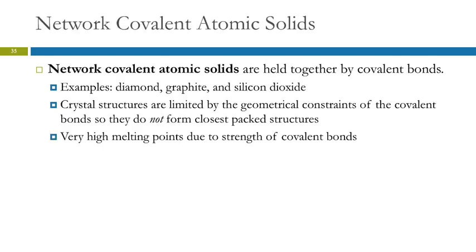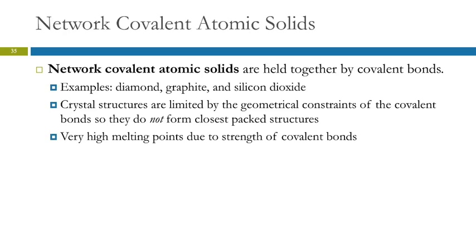And then there are network covalent atomic solids. These are really interesting things. Examples are diamonds, graphite, and silicon dioxide. The crystal structures here are going to be limited by the geometry of the covalent bonds. So we're not going to form closest packed crystal structures because you have covalent bonds.